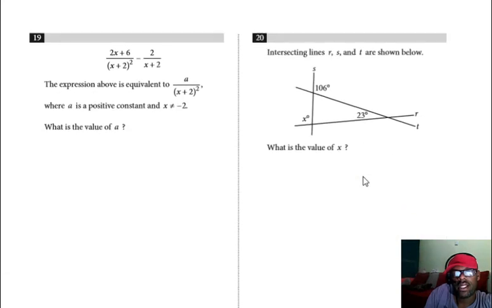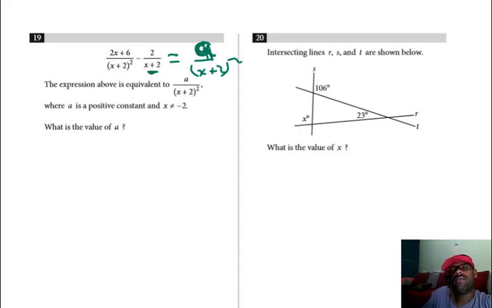Question 19. The expression above is equivalent to a over x plus 2 the whole squared, where a is a positive constant and x is different from minus 2. What's the value of a? As you can see, a is a constant. It's not a variable. So how would I get that constant?